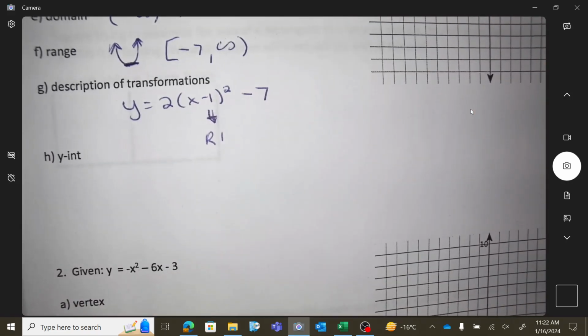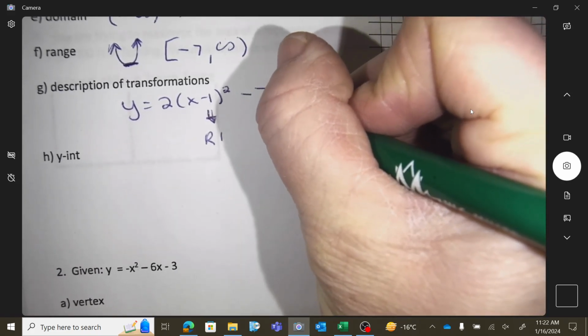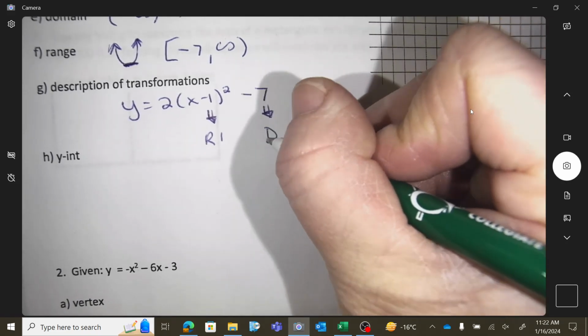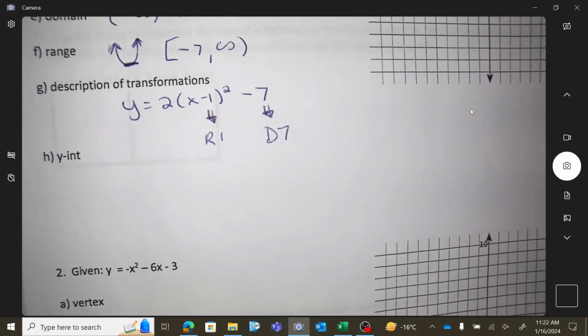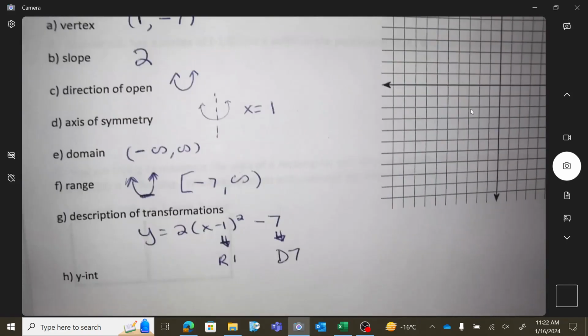Right. What direction did it shift here? Down. It went down. Look at my coordinate. To the right, down, right?